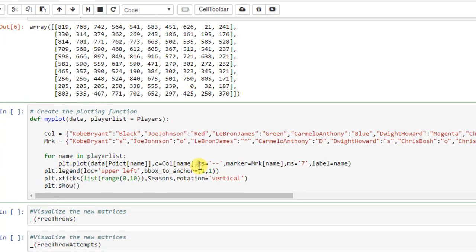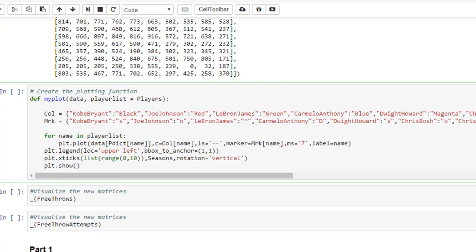Now we will create a function to plot the data. It's a generic function that receives the data and the player list. If we don't mention it, we assume that the parameter is all the players. And here, as you saw in the lecture, we will have a dictionary of colors and marks to make it easier to see a lot of players together on the plot.